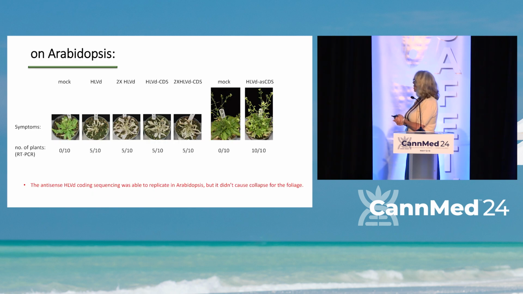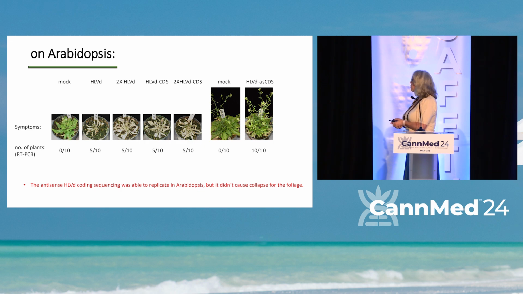So again, here's our mock, and here's a mutant version of hop latent viroid that's not supposed to produce a dieback, and as you can see, the mutation eliminated the dieback phenotype. So we're excited to now have good diagnostic tools, a good infectious clone technology, and good genetics that we can use to begin to look for host and non-host resistance and understand host immunity responses.